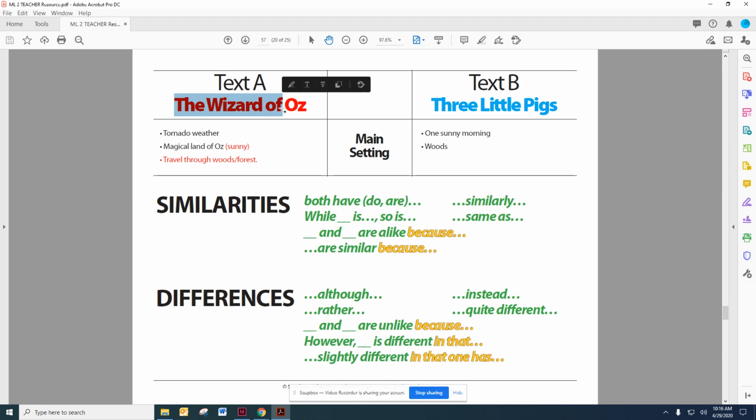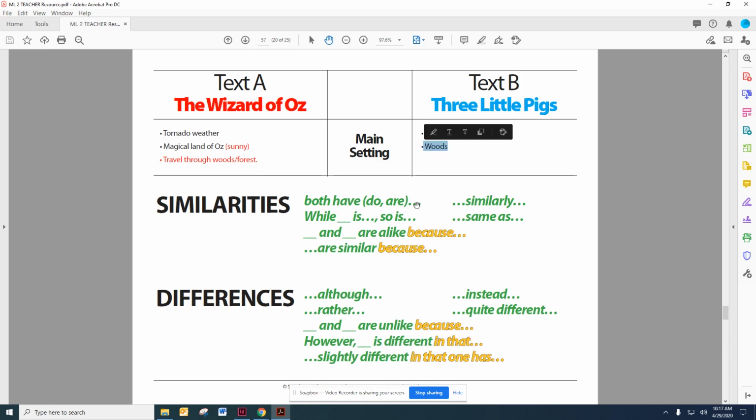The setting in The Wizard of Oz begins with a tornado, okay? With the weather like a tornado, okay? However, the Three Little Pigs is different in that setting. It takes place, good, on a sunny morning. Great. Okay. Let's talk about a similarity.